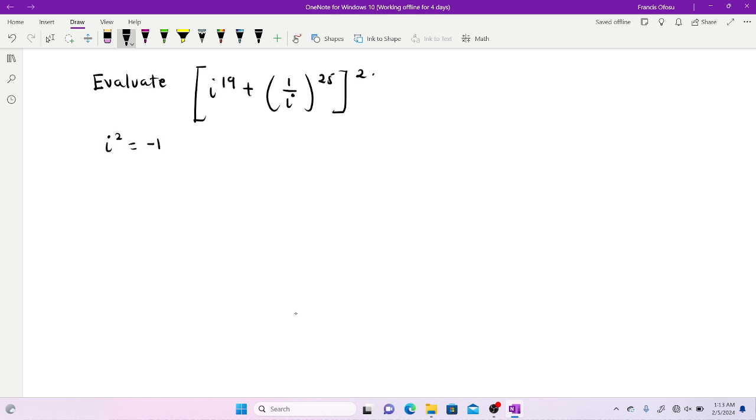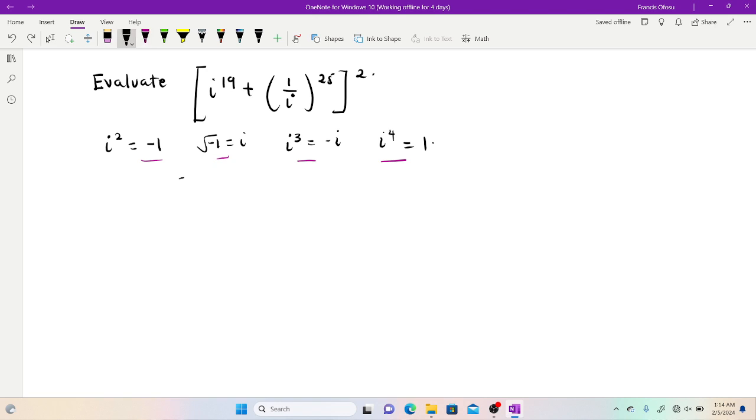it, will give us -1, since the square root of -1 is i. And when you cube the operator i, you get -i. Then when you take the fourth power of i, you have 1. So we are going to use these basic powers to express what you have up here. To start with, we are going to tackle this side. So let's see.